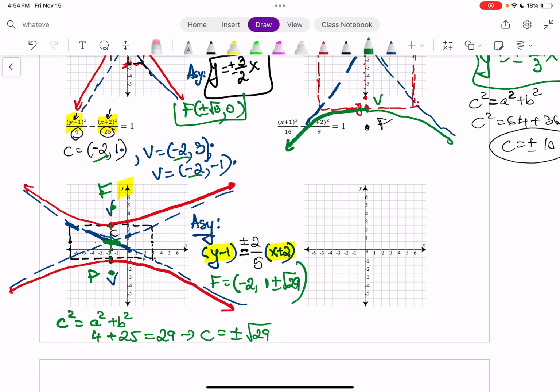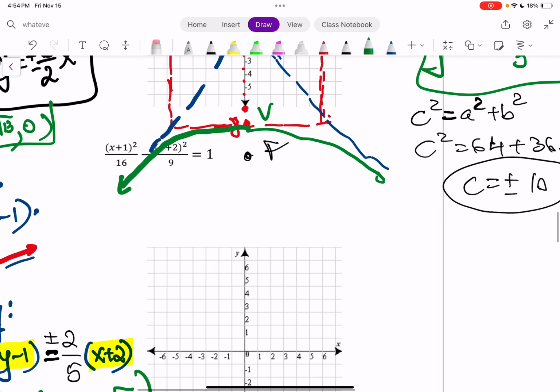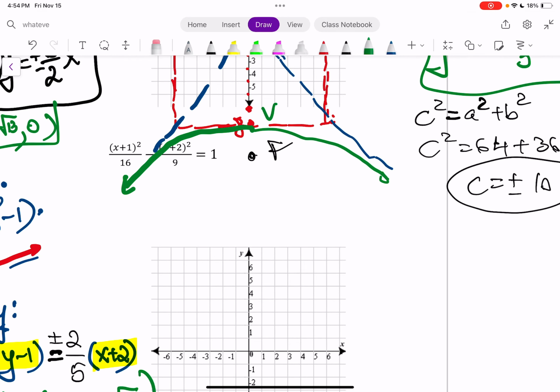All right. And last one. There's a y under there. Okay. So the center is at -1, -2.